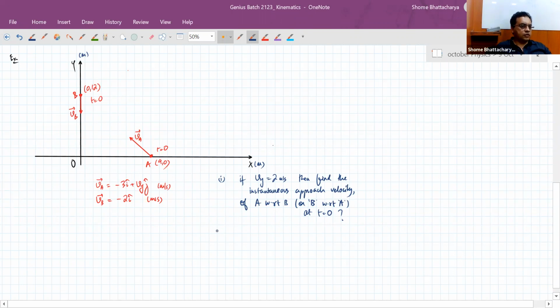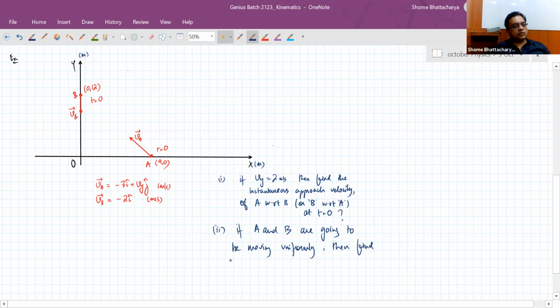Secondly, if A and B are going to be moving uniformly, then find the condition on Vy for them to collide.